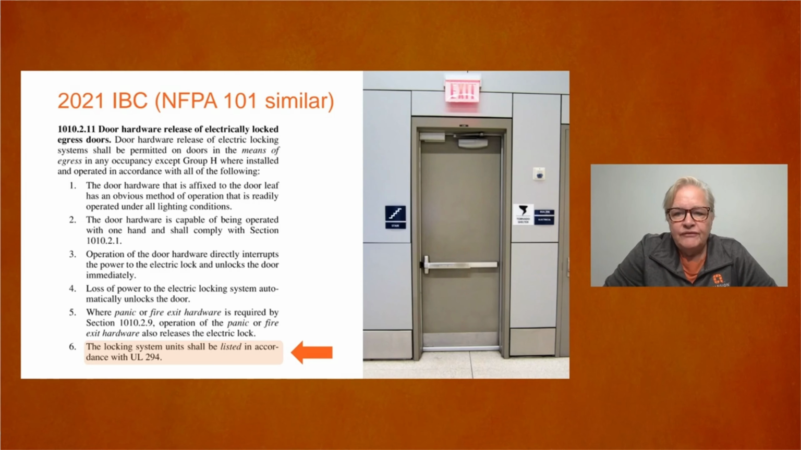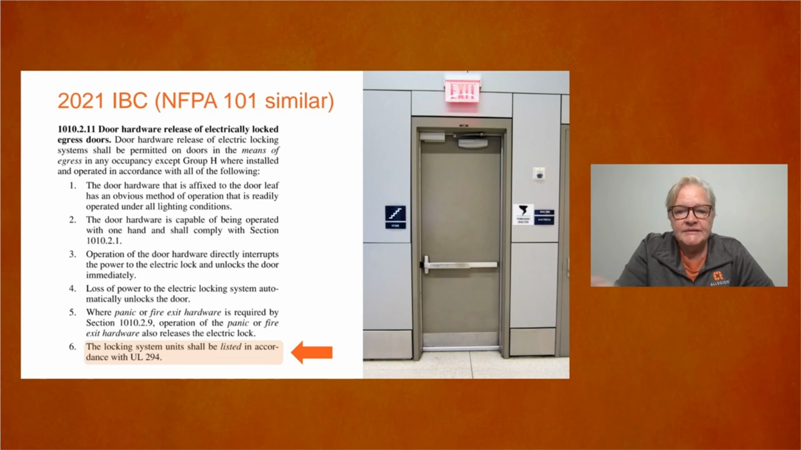So here's an example from the 2021 IBC. I told you I might go back and forward in time. This is from the International Building Code, the 2021 edition. This section addresses the door hardware release of electrically locked egress doors. What kind of hardware are we talking about here? This type of system typically involves an electromagnetic lock that's released by a switch in the panic hardware, the lock set, or the sensor bar that's mounted on the door.